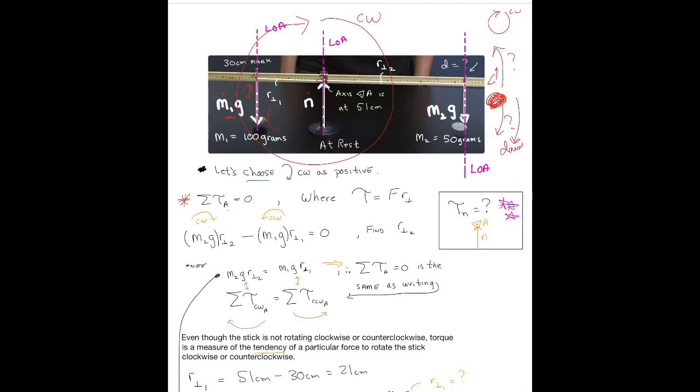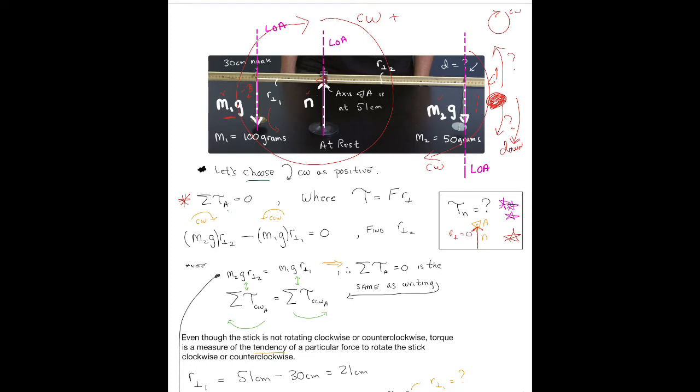M2G, we said, would tend to rotate it clockwise, and I'm choosing clockwise to be positive. If I look at the torque due to the normal force, so I redrew it over here, here's the normal force, and it's acting right through the axis of rotation. So its moment arm is 0.